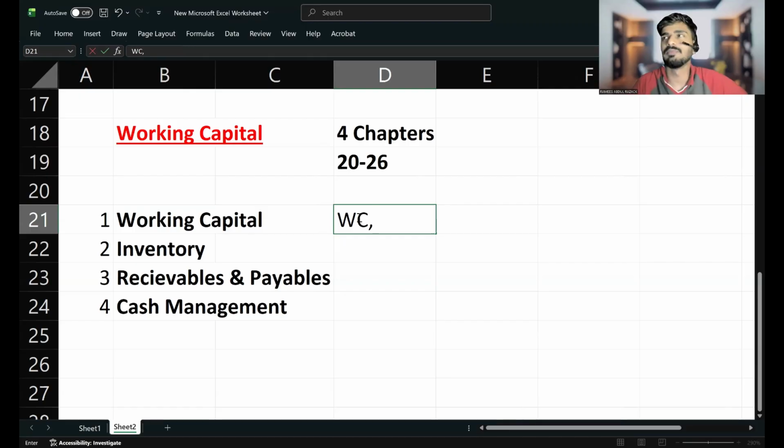The term working capital means it's not the initial investment. Apart from the initial investment, for the day-to-day operation of a company, we need a certain amount. That is what is called working capital, right?